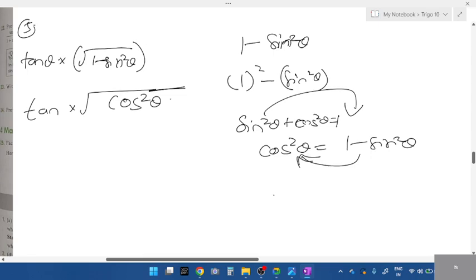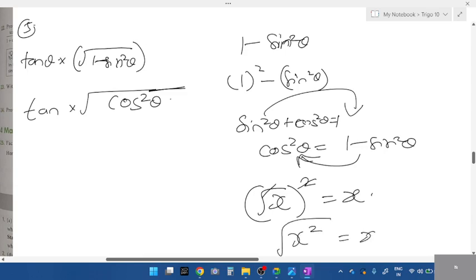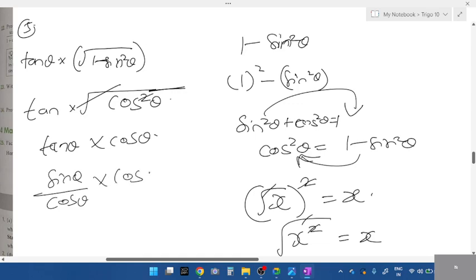Tell me which one. You can just write a note beside this question. Square root of x squared is equal to x. Root and 2 will get cancelled. X square root is also the same, equal to x. In the same way, this root and 2 will get cancelled. You have tan theta into cos theta. What is the tan theta value? Sin theta divided by cos theta. Cos theta gets cancelled. Sin theta is the final answer.